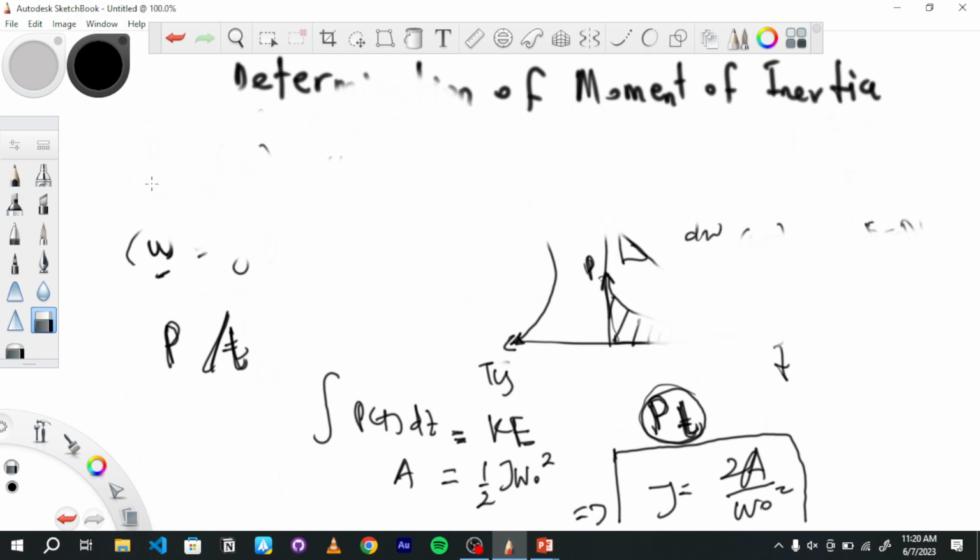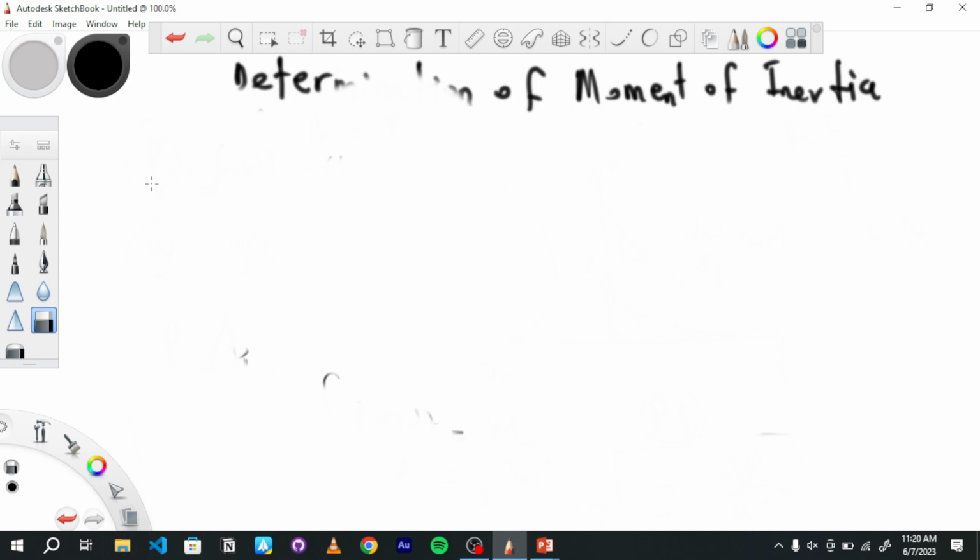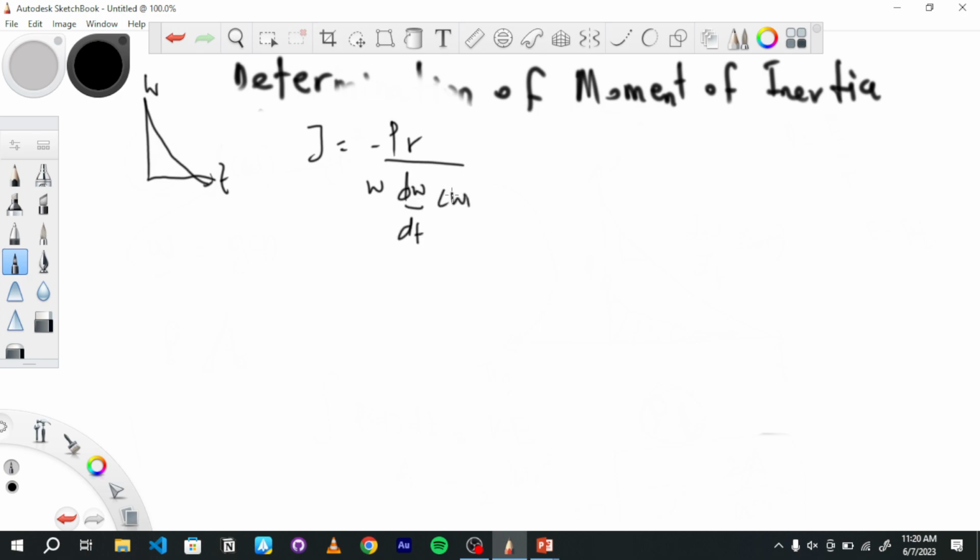So let me just briefly talk about what we've done so far. If I'm given a function of speed against time like this, then I find my J as minus PR over omega, times the gradient at that point, the gradient at the rated speed. That's at this point here. Yes, this is number one.